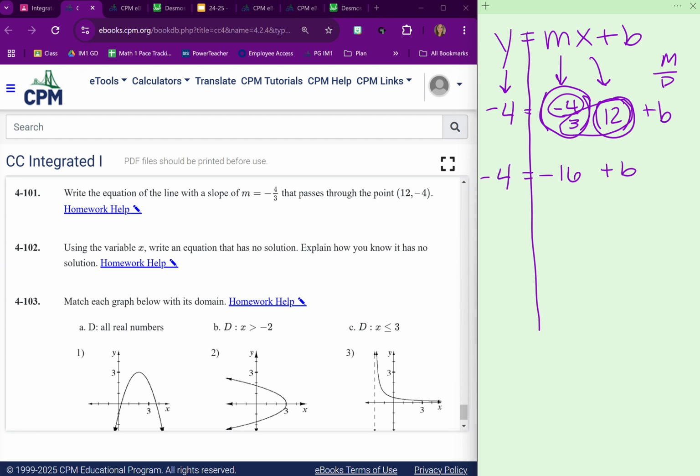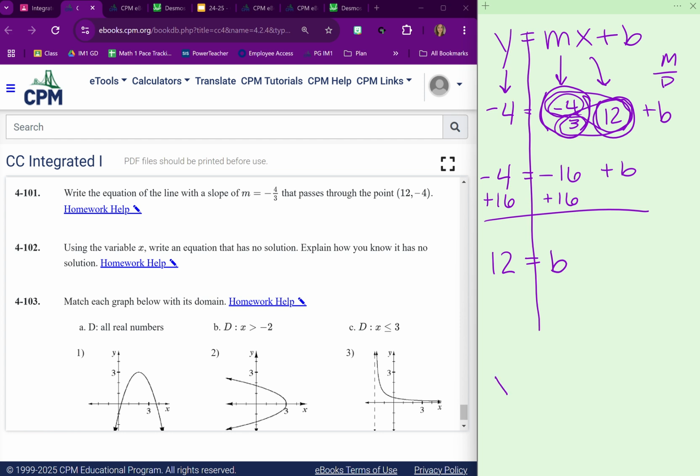So let's just say you did it the other way. If you multiplied first, 12 times negative 4 is negative 48. Then when you divide by 3, you get negative 16 either way. So to get b by itself, we're going to add 16 to both sides. If I owe you $4 and I pay you 16, I've overpaid by $12.